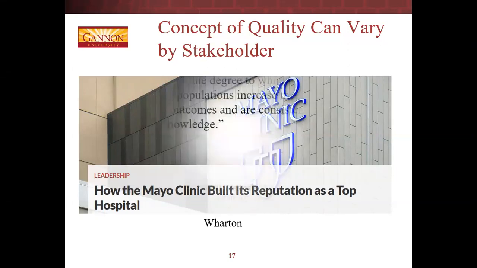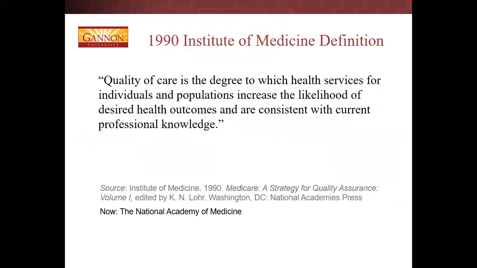So going back to the definition of quality, this is the definition of quality according to the Institute of Medicine. The Institute of Medicine, IOM, will have some key publications we use in this course. They are now called the National Academy of Medicine. But they say quality of care is the degree to which health services for individuals and populations increase the likelihood of desired health outcomes and are consistent with current professional knowledge.